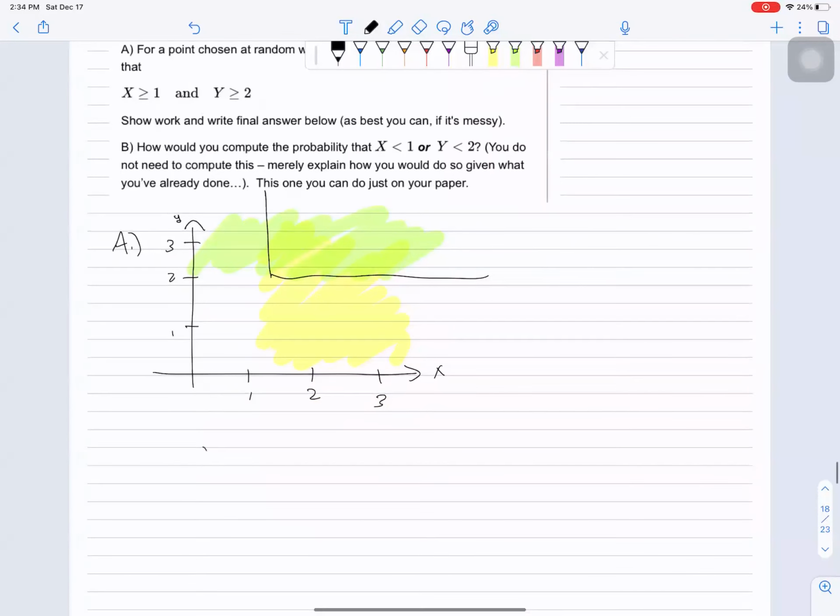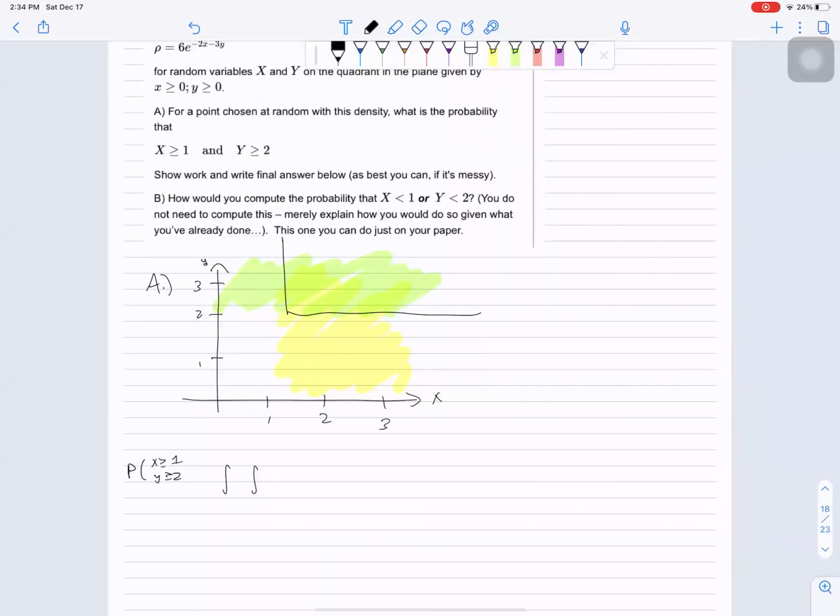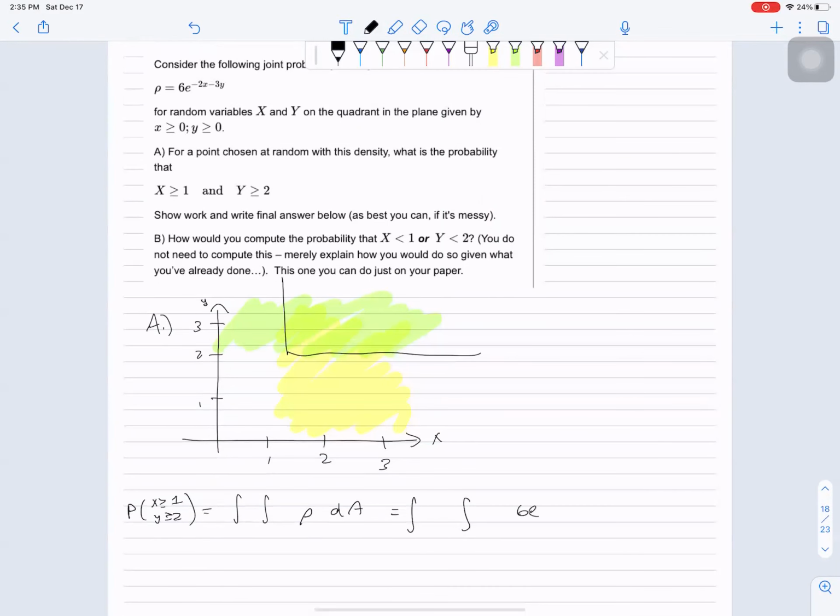Okay, so we have the double integral. How do we find probability? The probability that x is greater than or equal to 1 and y greater than or equal to 2 equals... Well, to find the probability, it's always rho dA, where rho is my probability density function. So what is my rho? It's 6e^(-2x-3y) dA. What are my bounds going to be? Well, let's say I do dx dy. You can also do dy dx, it doesn't matter.